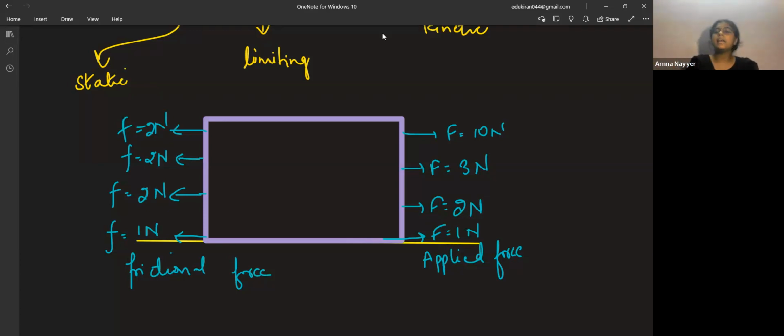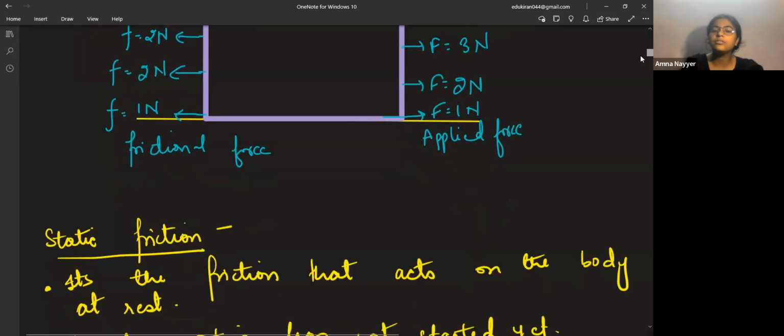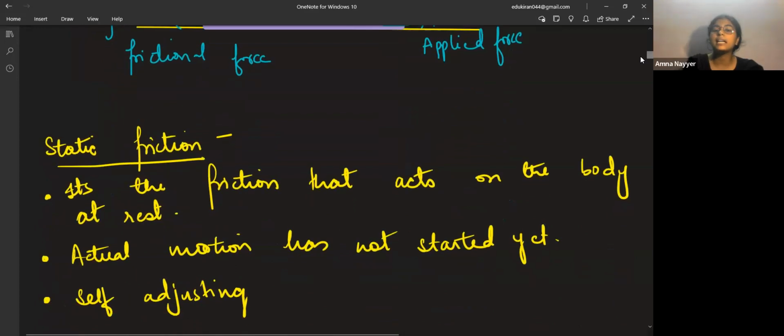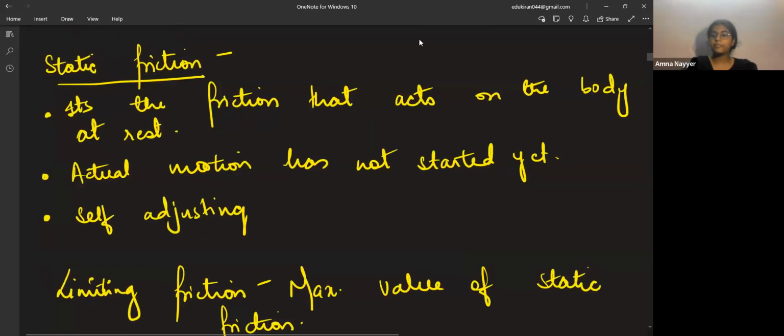So what exactly are we studying? All of these forces. What exactly is static friction? This is the friction which acts when the body is at rest. In the example, you will tell me what was static friction and the other frictions. It is the friction which occurs when the body is at rest. Motion has not started yet.